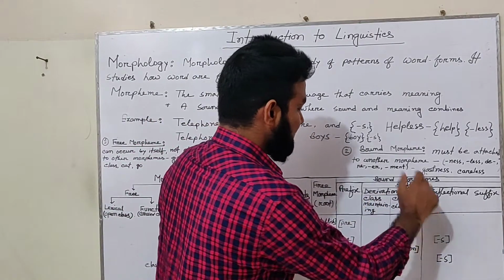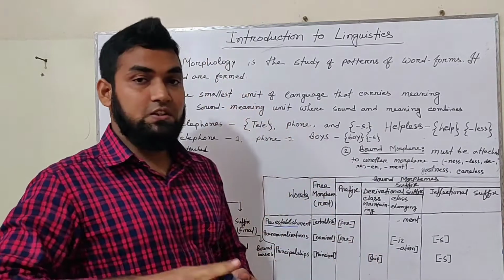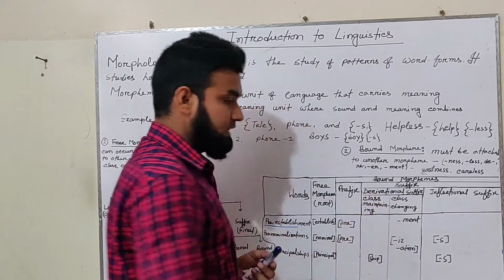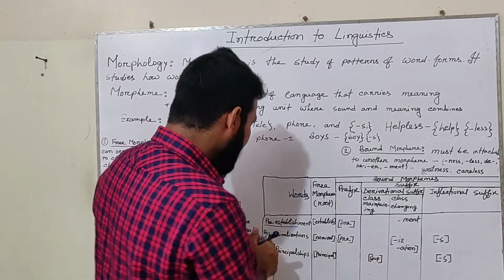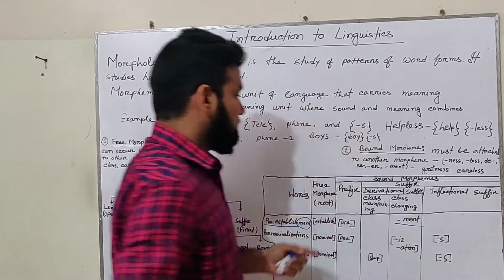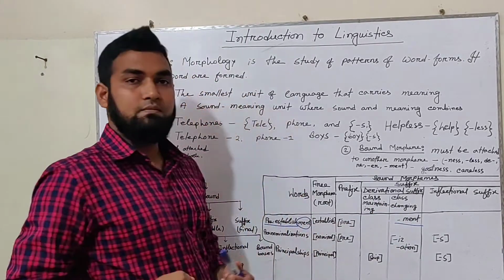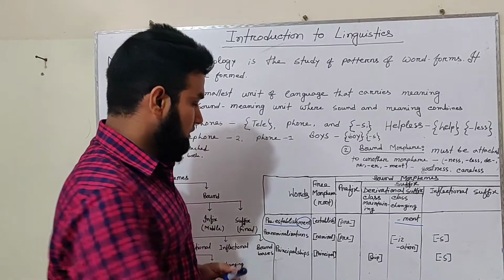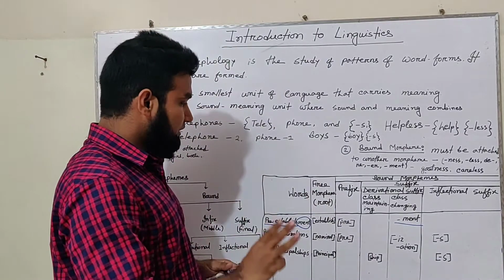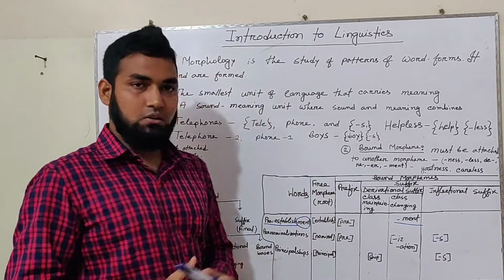Then derivational suffix, is there any derivational suffix? Yes, it has. But derivational suffix has two parts: class maintaining and class changing. So we have found meant. So meant is a derivational suffix, and it is from class changing. Okay, so I think you have understood. So pre-establishment, here we have found three morphemes.